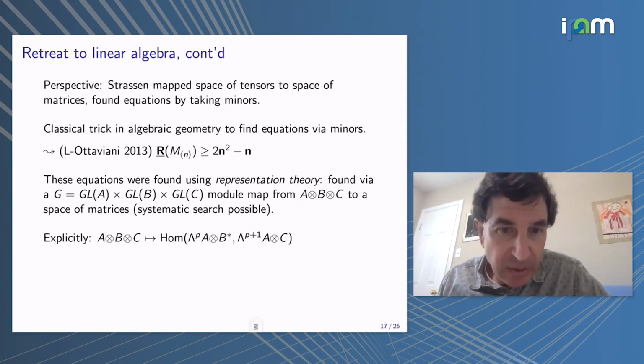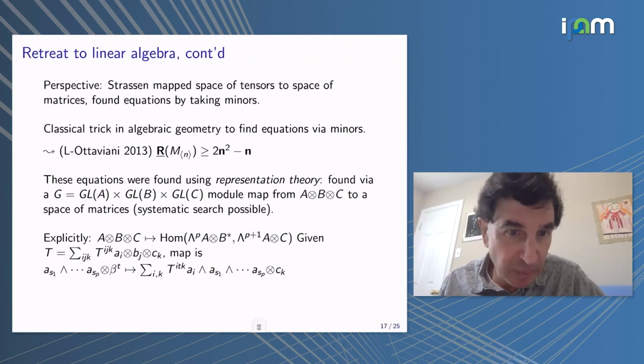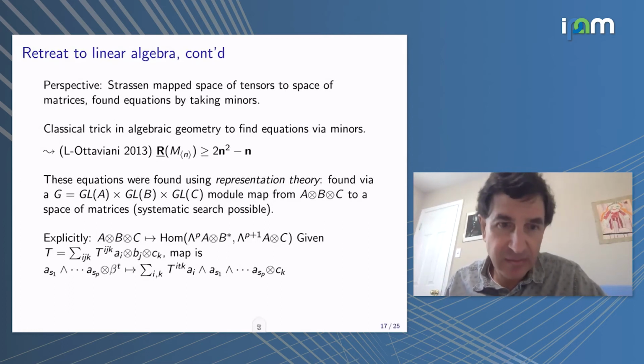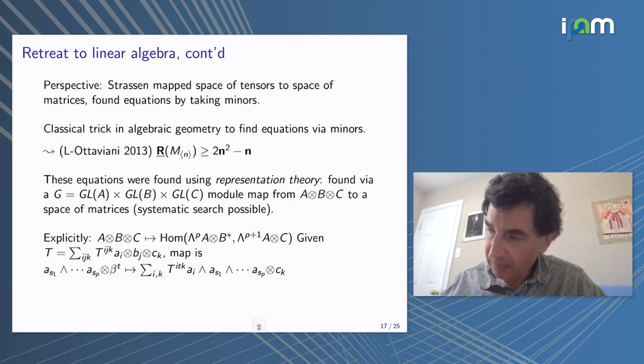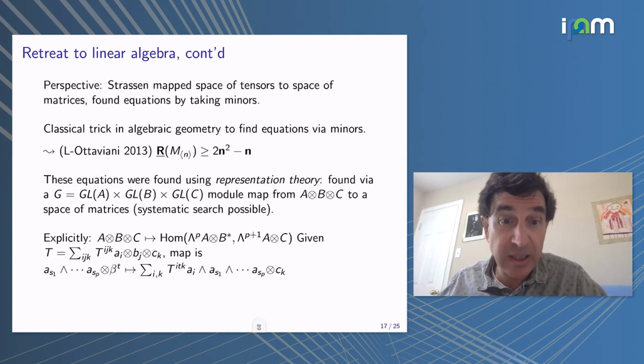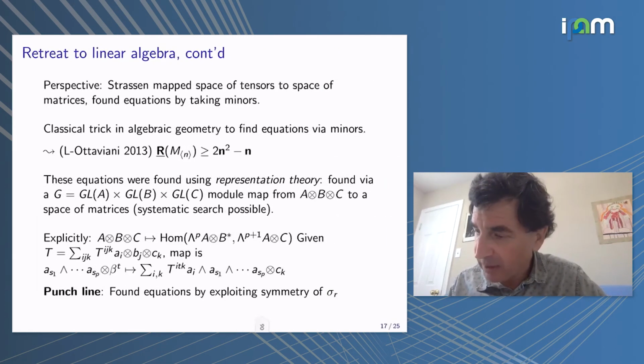The space of matrices was the maps from the pth exterior power of A tensor B dual to the p plus first exterior power of A tensor C. And the formula for the map is quite simple. Don't worry about this formula if you're not used to this notation. It's just for people who know it. The point is, though, that it's very concrete, very explicit, and we get some large matrix that we can take the ranks of and get lower bounds.